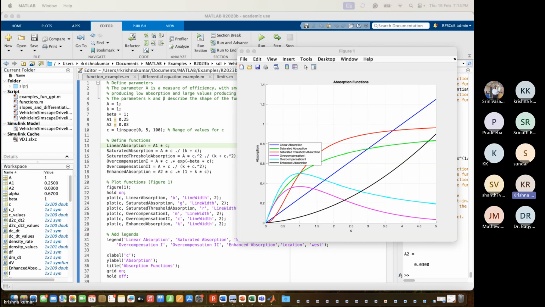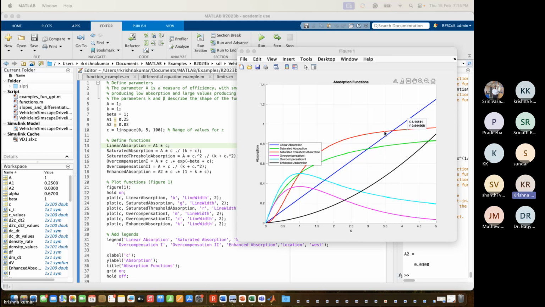So now let us look at the blue value. What is the equation for that blue? A into C. Right? So what is the maximum value? Infinity. Because as you keep on increasing C, the absorption will keep on increasing. So it's just a straight line. So its maximum is at infinity. Clear?